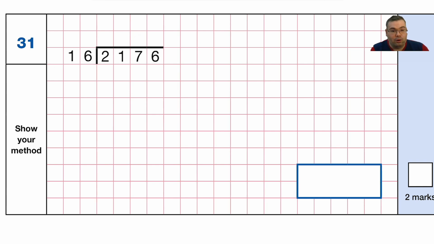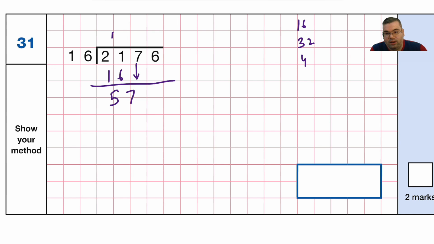So again, this is a long division based question. So first of all, 16 goes into 21, 16 goes in 1 time, that is 16. So here we are left with 5, and we just carry 7 here, 57. Now let's just write down the 16 times table. 16, and 16 times 2 is just add 16 here, 32.